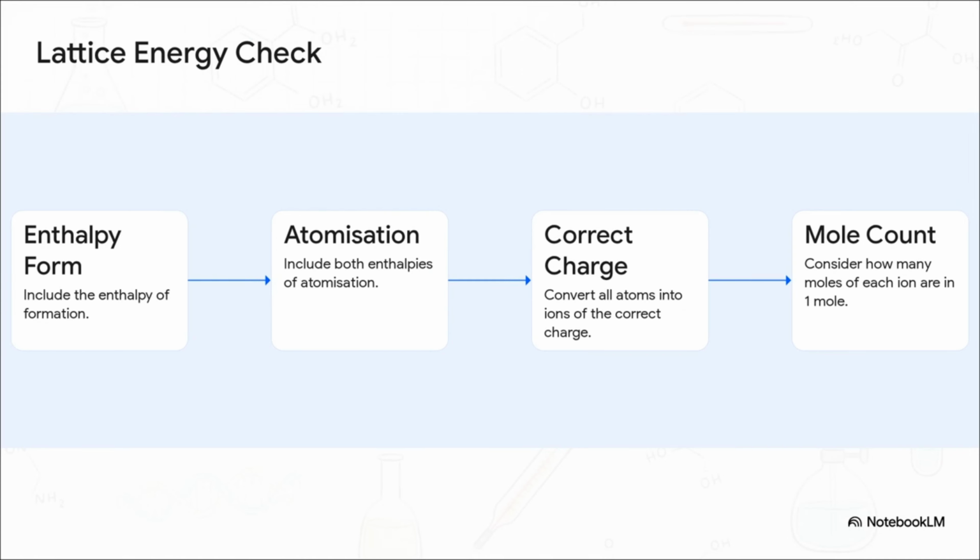Another area where precision is just ruthlessly tested is in multi-step calculations, specifically lattice energy using Born-Haber cycles. Honestly, students almost always forget steps 3 and 4 here. Keep this exact mental checklist handy. Yes, you remember the enthalpy of formation and atomization, but did you convert all atoms into ions with the correct charge? And critically, did you account for how many moles of each ion are in 1 mole of the compound? Think about it. If you have magnesium chloride, you have 2 moles of chloride ions. You've got to multiply those energy values by 2. Missing that multiplier is the #1 reason students drop the final calculation mark.